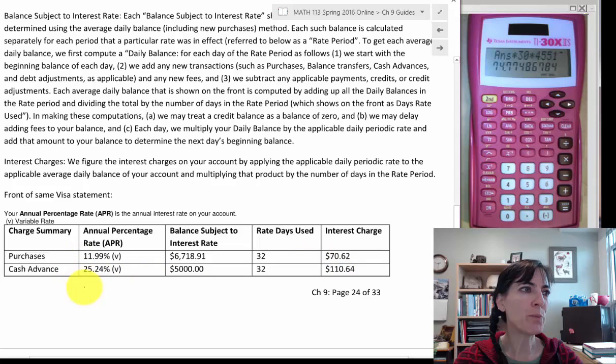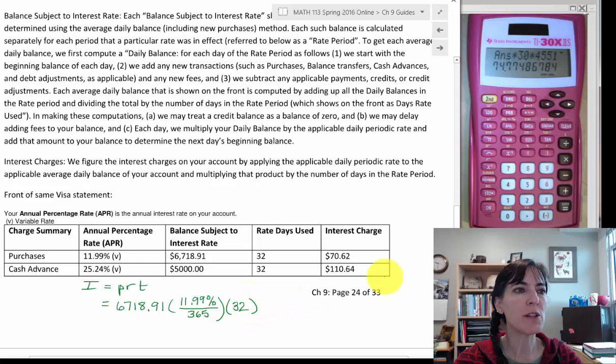So let's try one out. And this one is going to be interest equals PRT again. And for the P, we'll put in that balance, $6,718.91 times the rate. Remember, it has to be a daily rate because we're looking at a daily balance and the number of days it's used. So we'll have to do the 11.99% divided by 365 again. And then for this card, for this billing cycle, we need to use the 32 days.